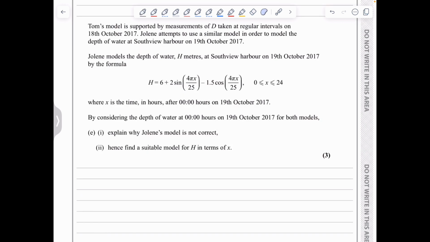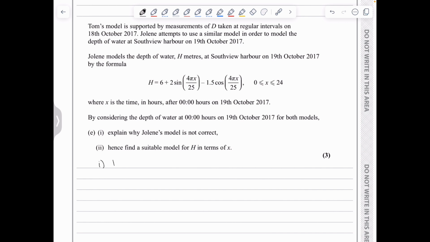So immediately I've got 16:54. We then have that Tom's model is supported by measurements of D taken at regular intervals on the 18th of October 2017. So we know that Tom's model is a valid one. And Jolene attempts to use a similar model for the next day, the 19th of October. So she comes up with this formula here. By considering the depth of water at the beginning of 19th October 2017 for both models, explain why Jolene's model is not correct. So we know that for Jolene's model, we need to put x is 0.